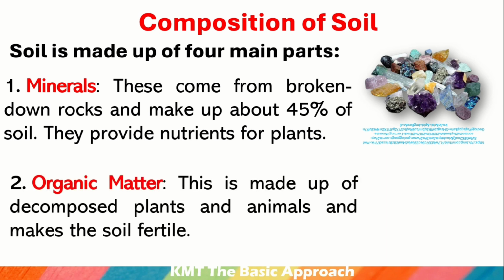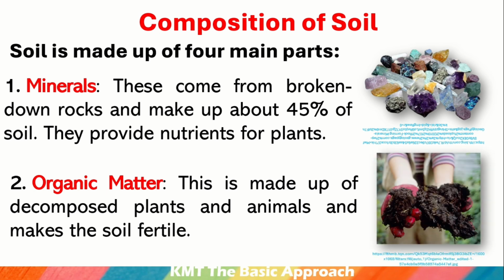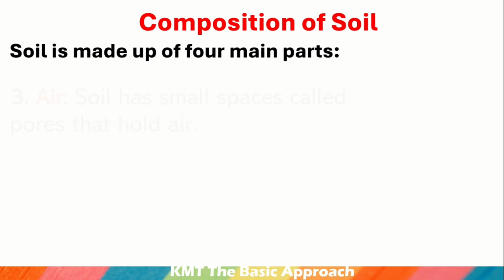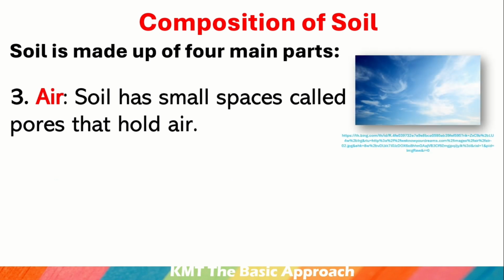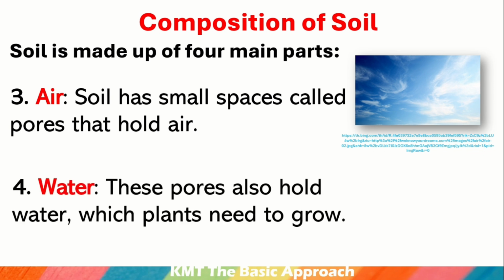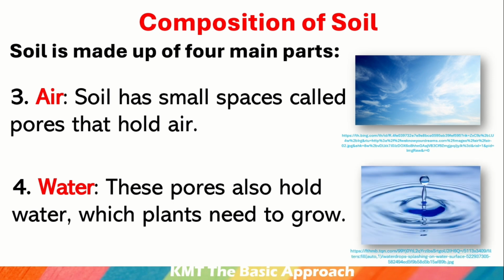Number 2, organic matter. This is made up of decomposed plants and animals and makes the soil fertile. Number 3, air. Soil has small spaces called pores that hold air. Number 4, water. These pores also hold water, which plants need to grow.